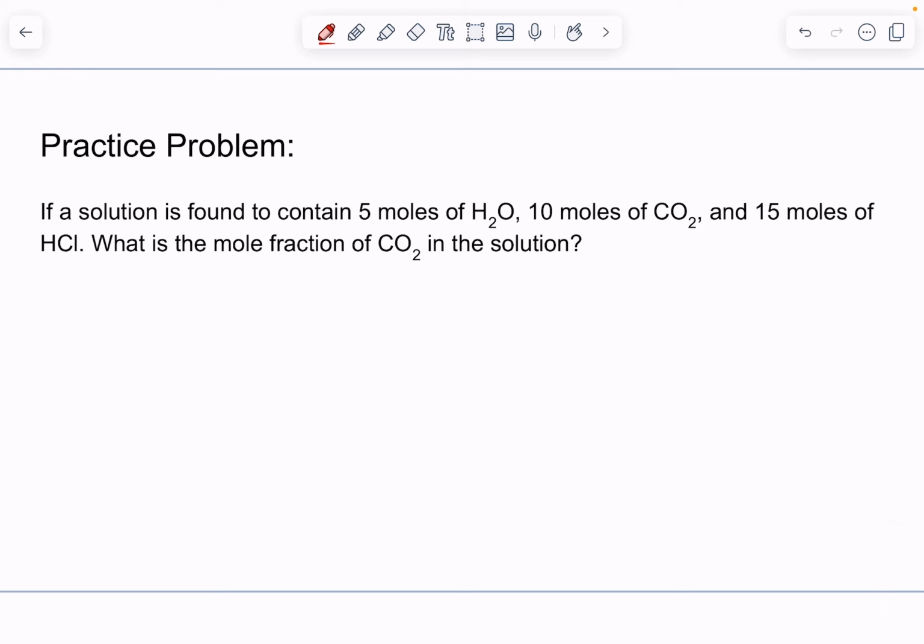We'll go through this question. If I have a solution and it's found to have 5 moles of water, H2O, 10 moles of carbon dioxide, CO2, and 15 moles of HCl, hydrochloric acid, what is the mole fraction of CO2 in this solution?